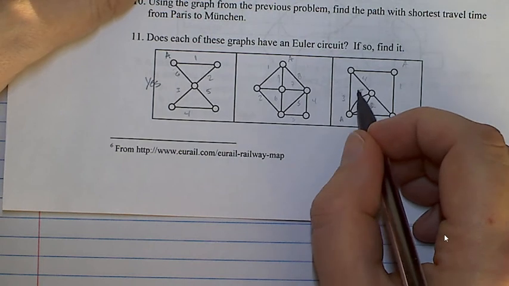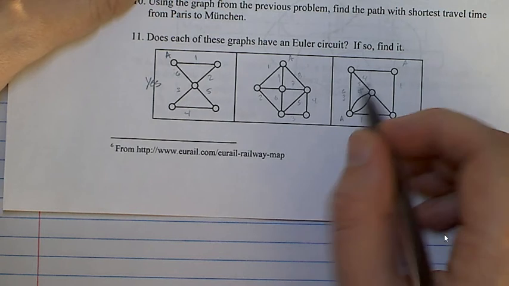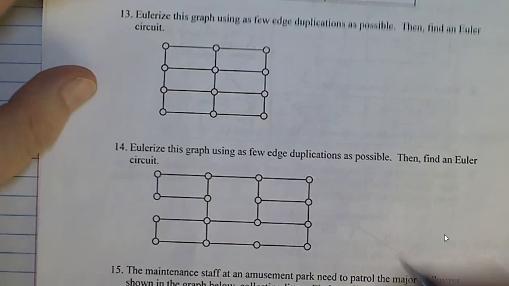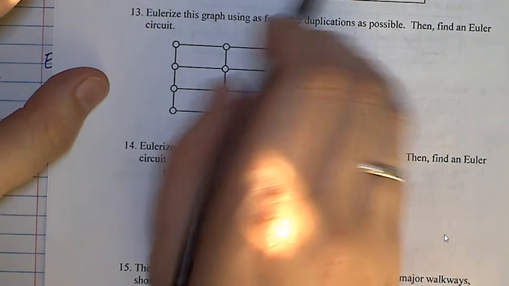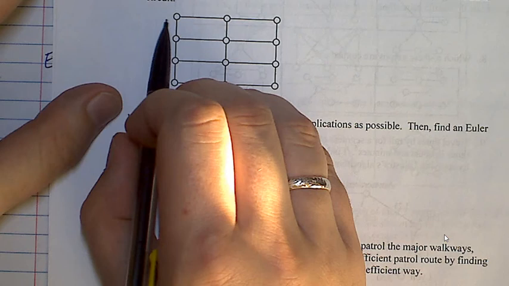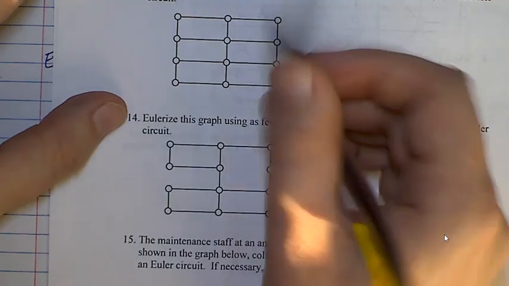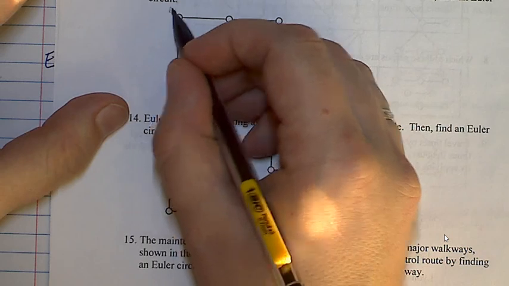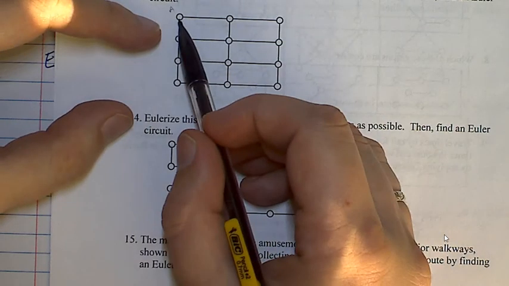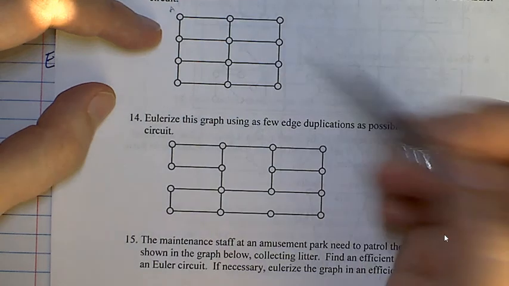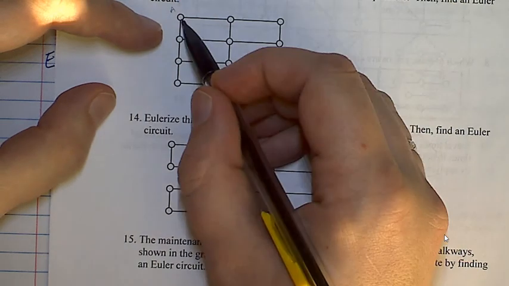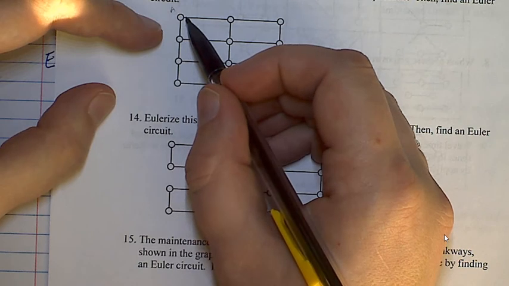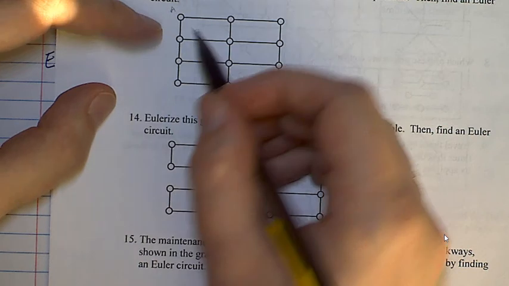Eulerized this... No, what was the first one? So when it says Eulerize, what I want you to do is, okay, so 11 and 12, you're finding the Euler circuit. When it says Eulerize, what I want you to do is essentially pick a point. Sorry, Eulerize. I'm explaining it right now. Oh, my bad. Okay, so what I want you to do is pick a point.